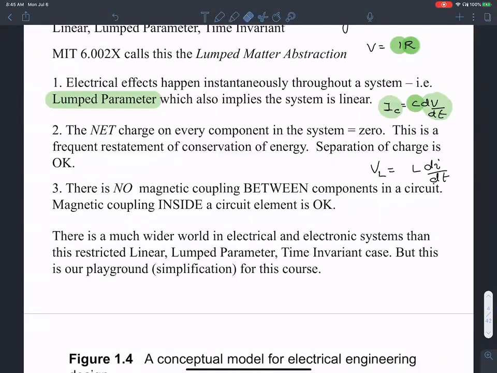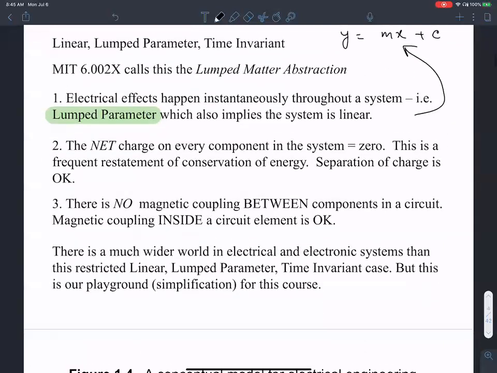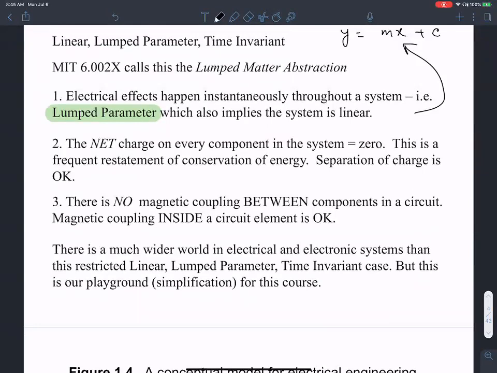These are all the equations that we are going to see sooner rather than later. The linear assumption is that the response represents a straight line. We can model the response of circuit elements using a straight line equation.